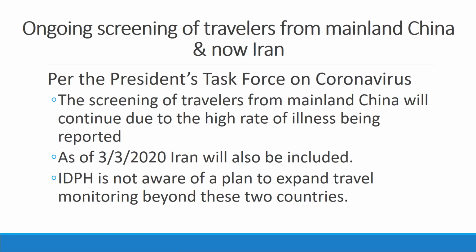So I want to transition a bit and talk about monitoring of travelers returning from mainland China and from Iran. So the President's Task Force on Coronavirus has dictated that states will be monitoring people returning from mainland China and returning from Iran. So I'll talk you through the process of how this is happening. The reason that we're focusing on these two countries is because these countries have the highest rates of illness. Even though we have additional countries that have level 3 travel notices in place, the rates of illness are lower than what we're seeing currently in China and Iran.